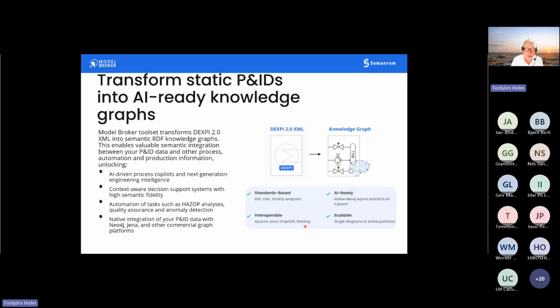Next slide is about their support for RDF. And in our case, it was really, really good. We did it first once by hand, and it took a lot of time. But now we get it just as an output from Model Broker.